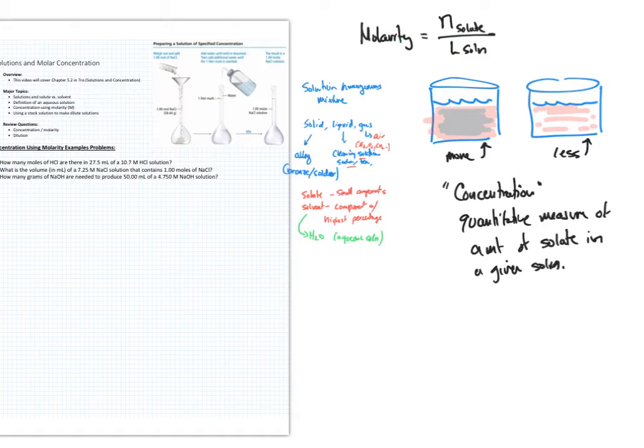We can figure out if we're going to do a dilution, how do we do that? In other words, how do we get from this more concentrated one to the less concentrated one? We can use molarity to figure that out. We can figure out how many moles we have depending on what size container we take out of this, etc. So that's where we're going to go with this.